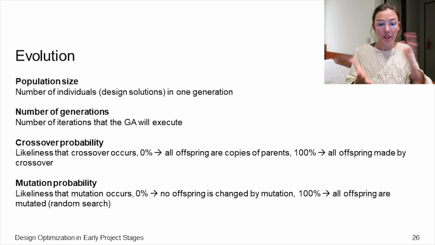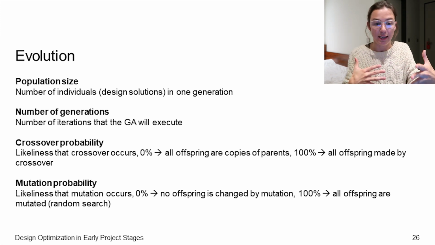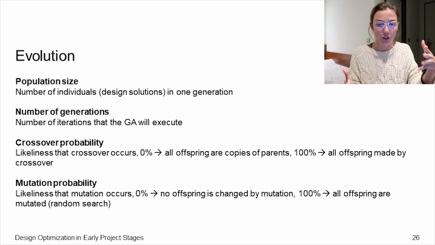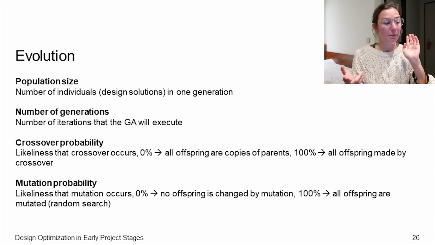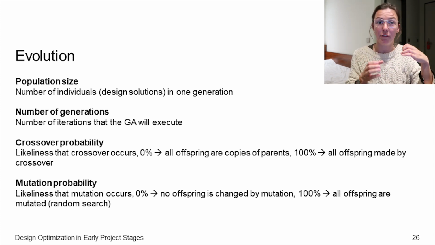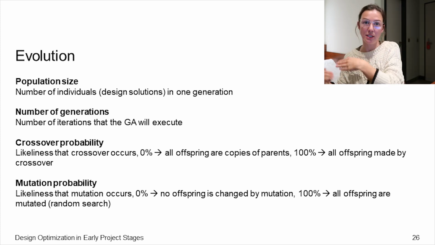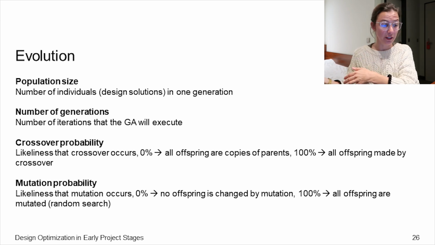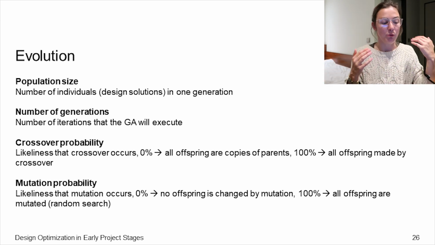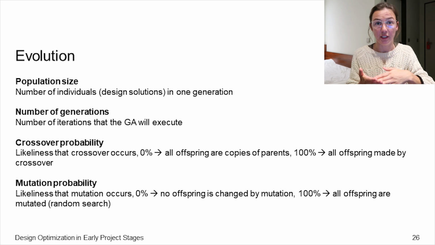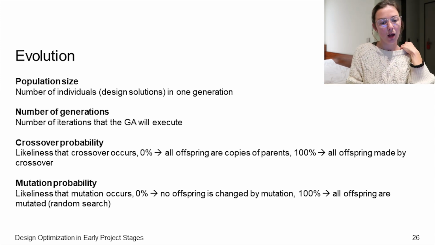So now, before we start the evolution, there's a few more parameters that we need to set. First, the population size, so it's the number of individuals that are in one generation. The number of generations, so how many iterations the genetic algorithm will run. The crossover probability, which is how often crossover will occur. And the mutation probability, which is how often we will have mutation.